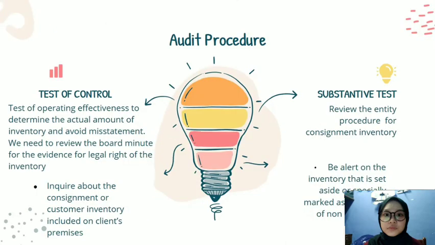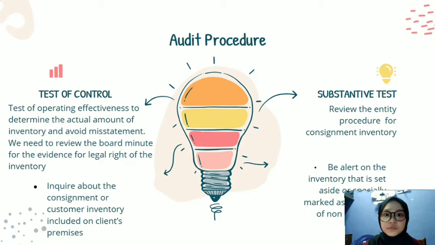Next, the audit procedure for rights and obligations. Firstly, we need to make a test of control, which is a test of the operating effectiveness, to determine the actual amount of the inventory and to avoid misstatement. We need to review the board minutes for evidence of the legal rights or the title of the inventory.